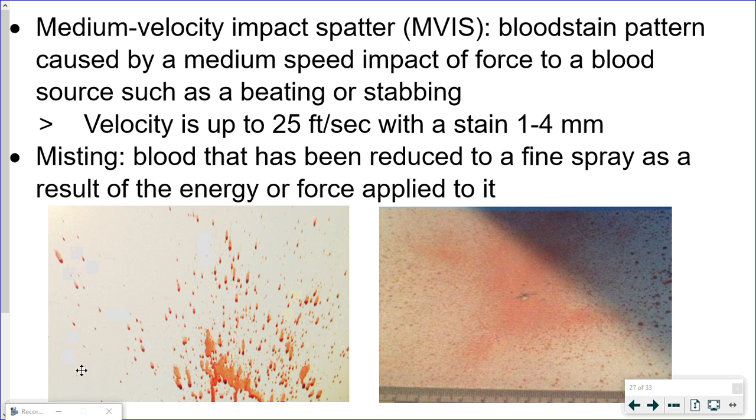If you notice, there's not as many drops as a high impact. There's fewer drops, but more than a low impact. But the drops are larger than a high impact, but smaller than a low impact. We also encounter misting, which is the image on the right. This is blood that has been reduced to a fine spray as a result of the energy of force applied to it. A lot of times you'll see this whenever an explosive goes off or something like that. The blood is flung at such a high speed that you can't really distinguish the individual drops. It just ends up as this mist.